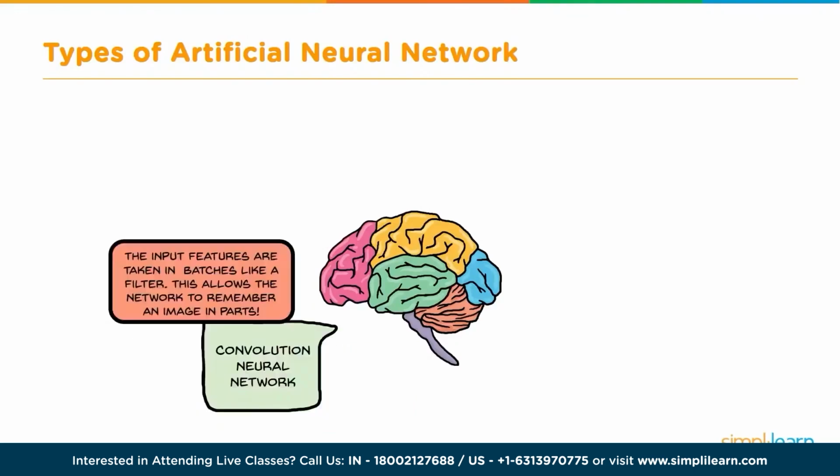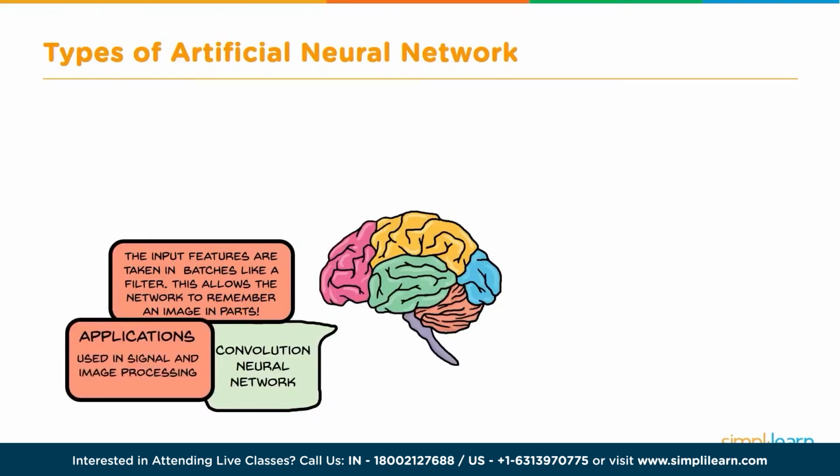The input features are taken in batches like a filter. This allows a network to remember an image in parts. Convolution neural network. Today's world in photo identification and taking apart photos, have you ever seen that on Google where you have 5 people together? This kind of thing separates all those people so then it can do a face recognition on each person. Applications used in signal and image processing. In this case, I use facial images or Google picture images as one of the options.